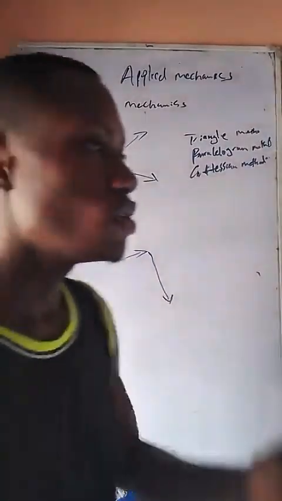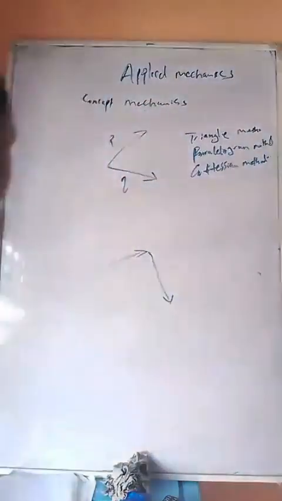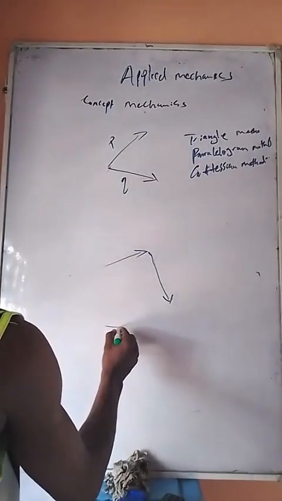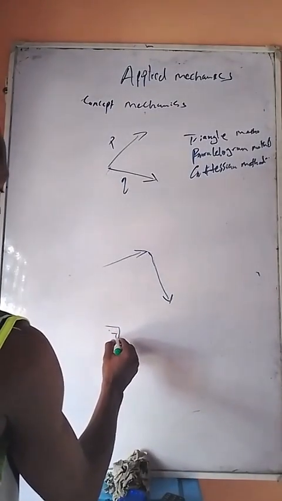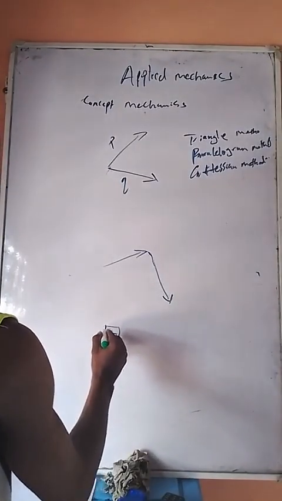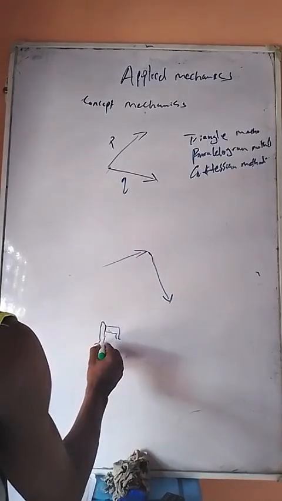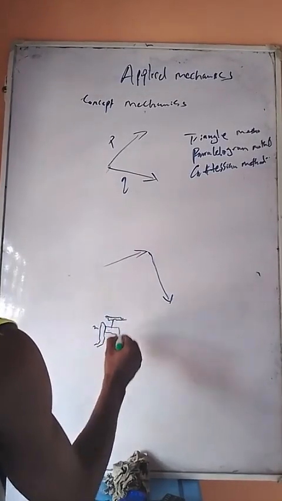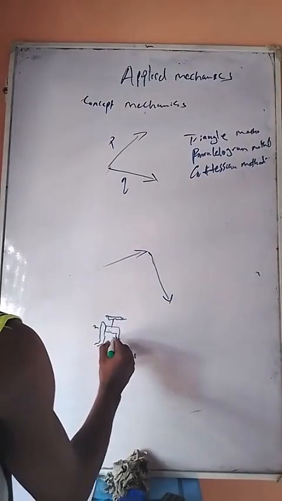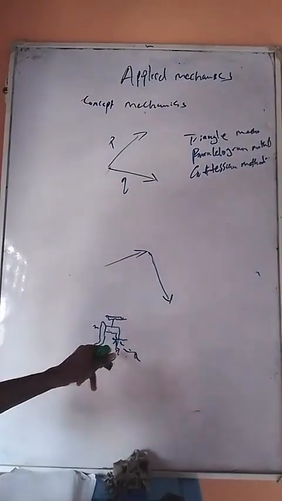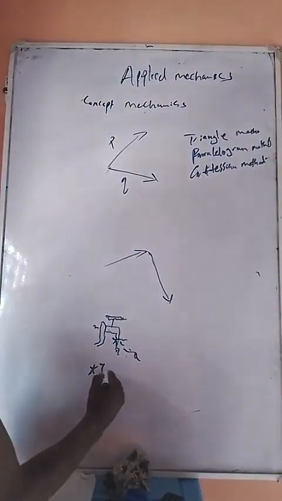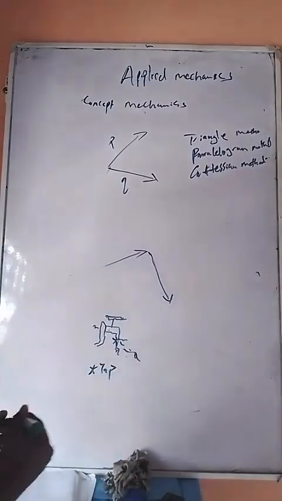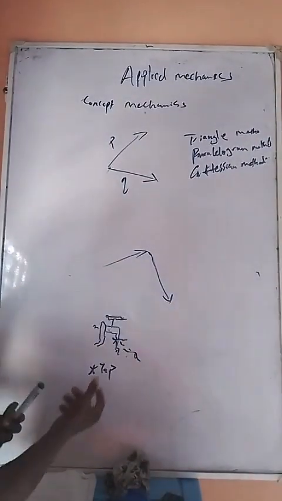It is that single force. What we mean by that is, assuming we have a tap here, assuming this is a tap, then a knob here, then water is rushing out. Yeah, this is a tap. If we turn this tap, water will rush out.